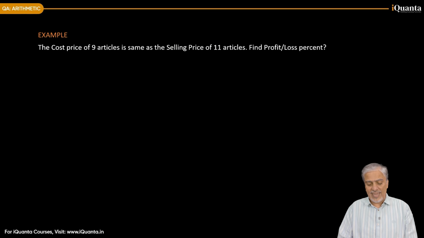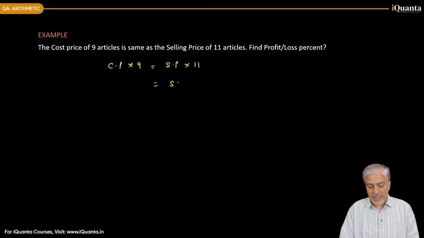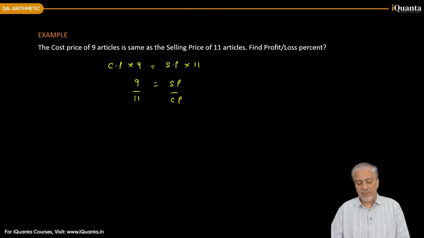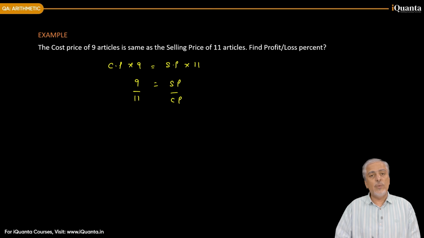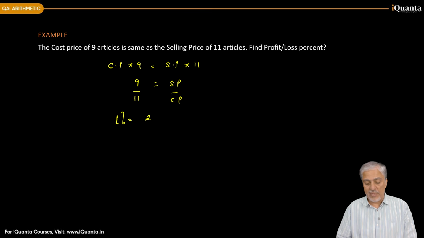Let's take the exact same thing in a different way. Cost price of 9 articles is equal to selling price of 11. So if I write cost price of 9 is equal to selling price of 11, what will I get? Selling price remains as it is, cost price comes down. So here 9 will remain as it is, 11 will come down. So we've got a ratio 9 by 11 is selling price by cost price. We can say if the cost price is 11, selling price is 9. So which means my loss is 2 rupees. But I want to find loss percentage. This time there will be a loss. You're buying for 11, selling for 9.